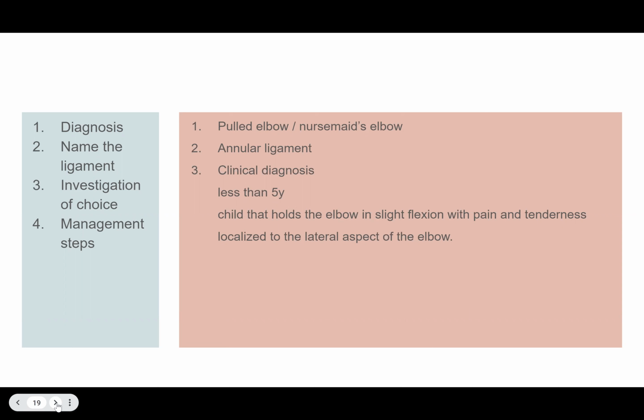Out of those, because of X-ray exposure, usually USG is preferred if it can be done immediately, because we have to reduce immediately. So if USG is not available, we can do an X-ray and see if there is any fracture or it is a complete dislocation.